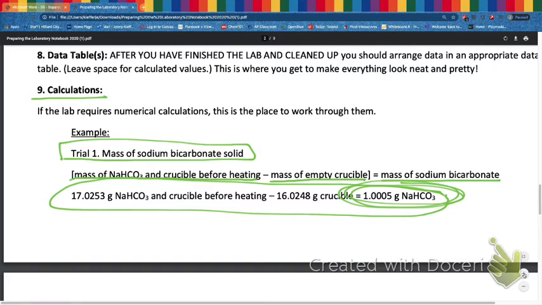Any questions about that? Yes? Say this again? Yes, that's absolutely fine. Yes, you may go to a new page if you feel like that's going to make your lab report more readable.